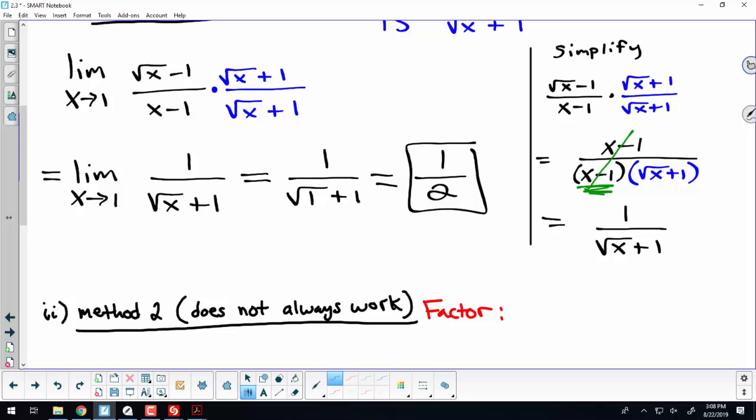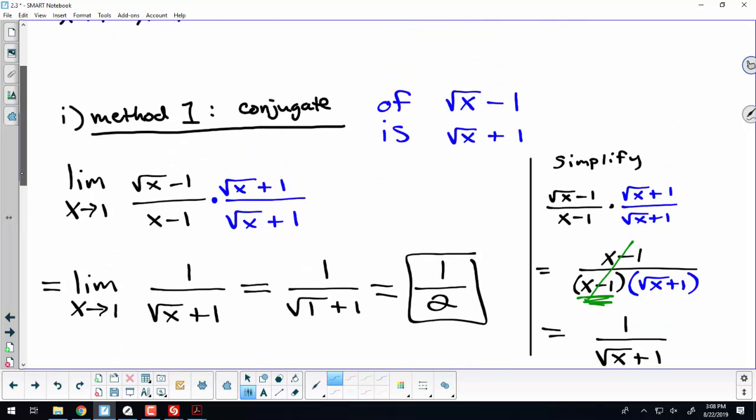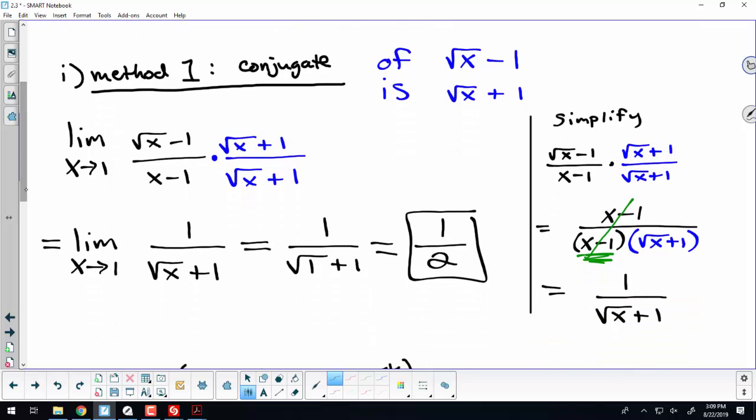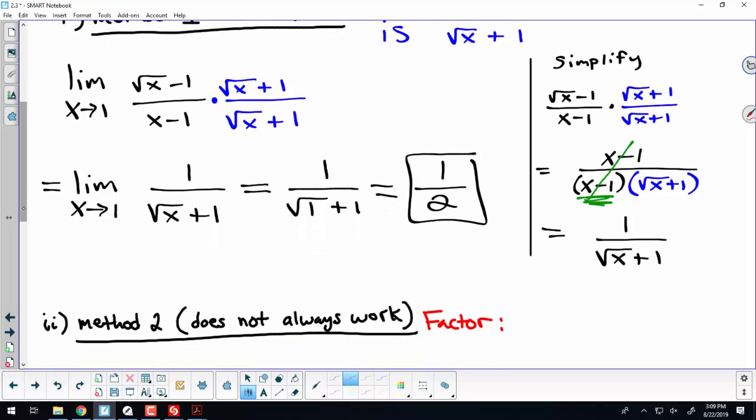Notice we have this function that we're approaching 1, but the original function is undefined at x equals 1, right? Because it caused us to divide by 0. So I'm approaching a number that my function is undefined at, but I'm getting a number in return as the limit, which means that this function has a hole where? 1, 1/2. Yeah. Remember, the limit is always your y value.